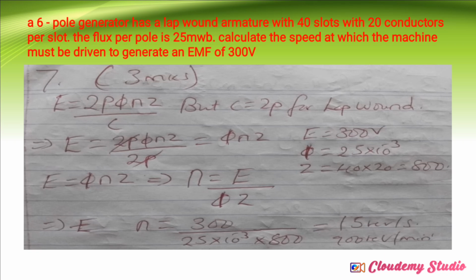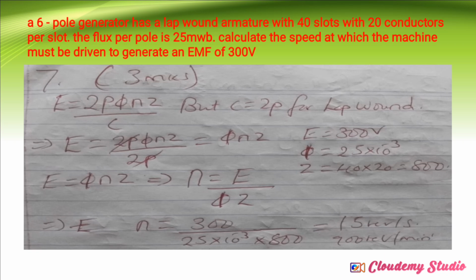So if you write the initial formula as E equals 2P phi N Z divided by C, you have to remember that the armature is wound in two ways: lap wound and wave wound. For the lap wound, we always say C is equal to 2P. So we equate 2P where there is C, and E is equal to 2P phi N Z divided by 2P. The 2P's cancel each other, so E is equal to phi N Z.